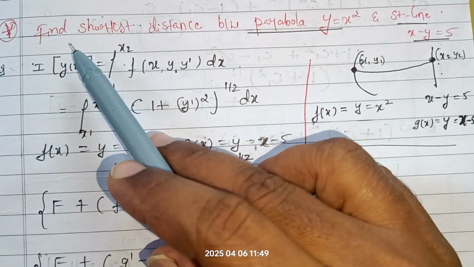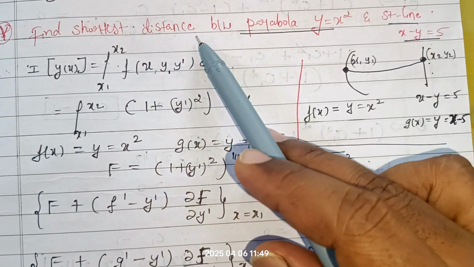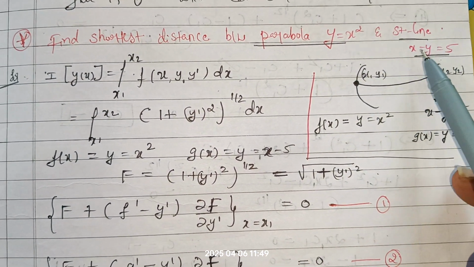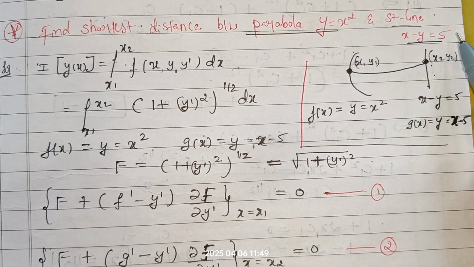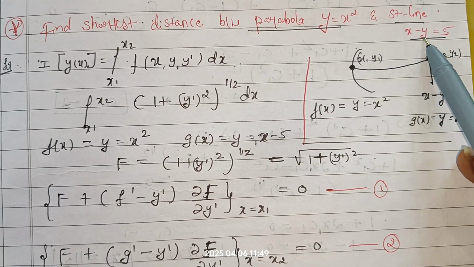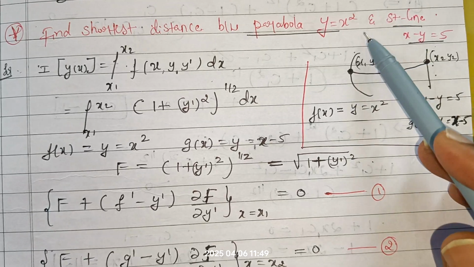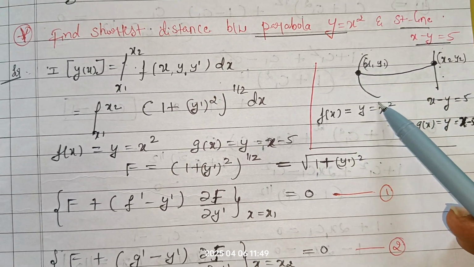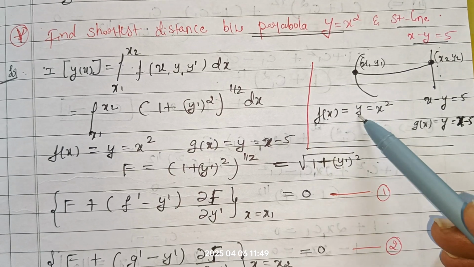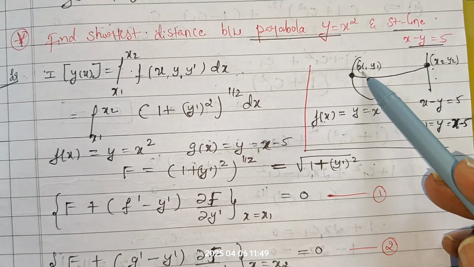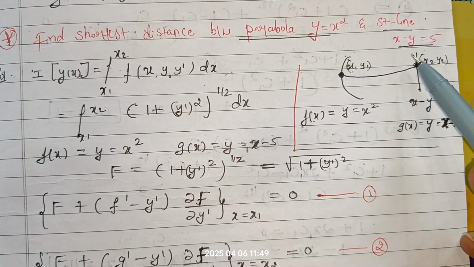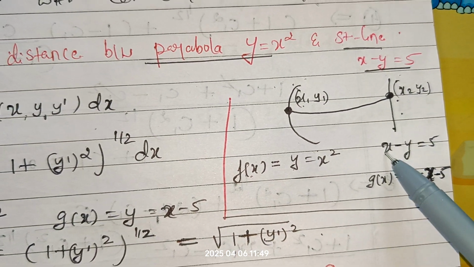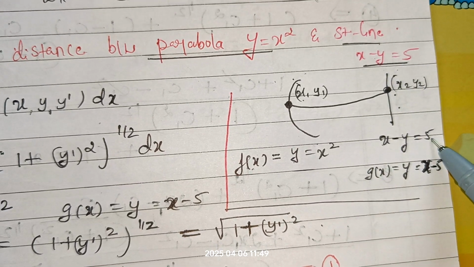So in this video we are going to find the shortest distance between the parabola y = x² and the straight line x − y = 5. For this we should take a rough diagram. It is a parabola which defines f(x), y = x², at (x1, y1), and this is a straight line at (x2, y2), where x − y = 5.